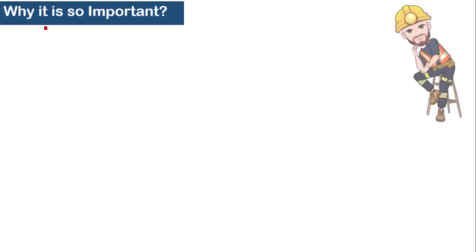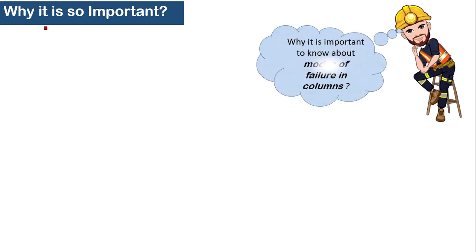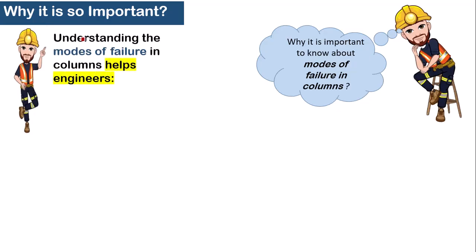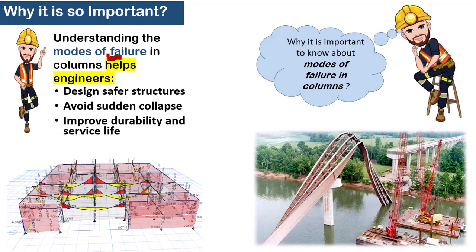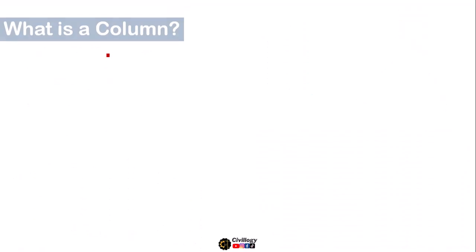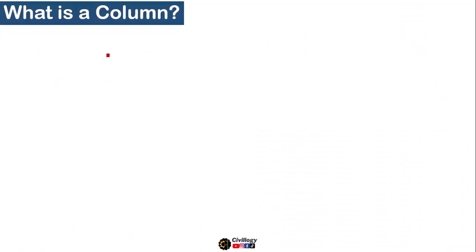First of all, let us understand why it is so important to learn about the modes of failure in columns. So here is the answer. Understanding the modes of failure in columns helps engineers to design safe structures, avoid sudden collapse, and improve durability and service life of the structure. So let's start with the column.